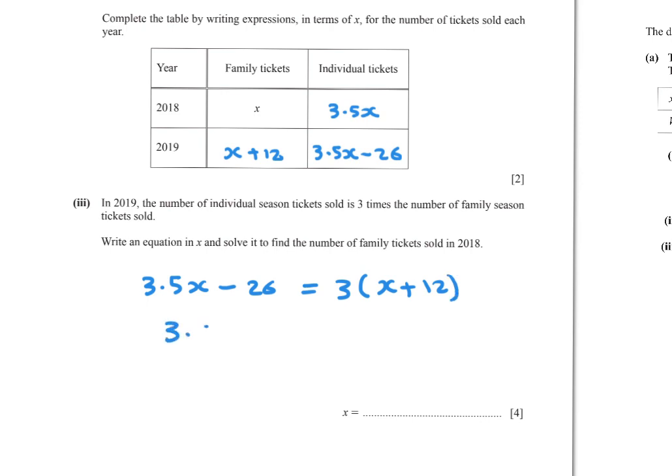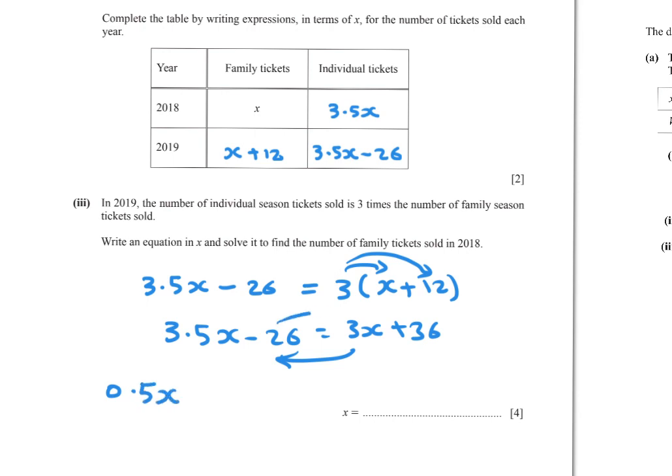Now expand. 3 times x equals 3x. 3 times 12 equals 36. Now put x on one side, transpose 3x to the other side. So now it's 3.5 minus 3, so 0.5x. And transpose 26 to the other side, negative 26 becomes positive. So 36 plus 26. So 0.5x equals 62. Divide by 0.5, so x is 124.